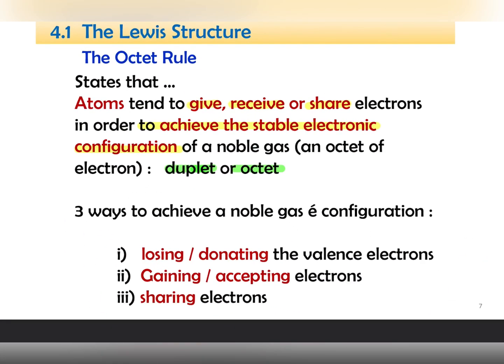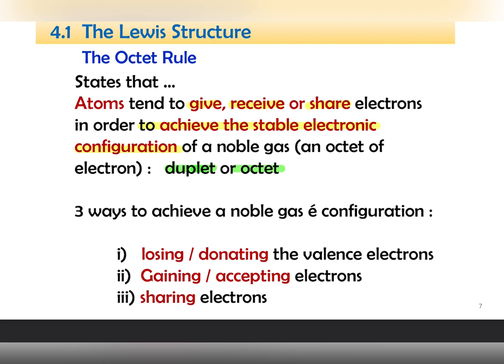Okay, so next kita tengok octet rule. So octet rule states that atom tends to give, sama ada dia beri, terima, receive, ataupun share, kongsi elektron in order to achieve a stable ataupun a more stable electronic configuration. A stable electronic configuration ni dia merujuk kepada electronic configuration yang sama dengan electronic configuration of noble gases.